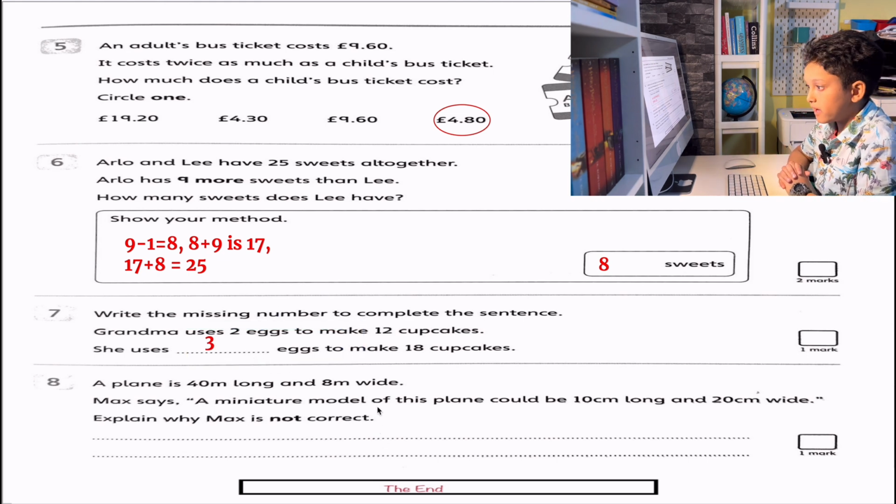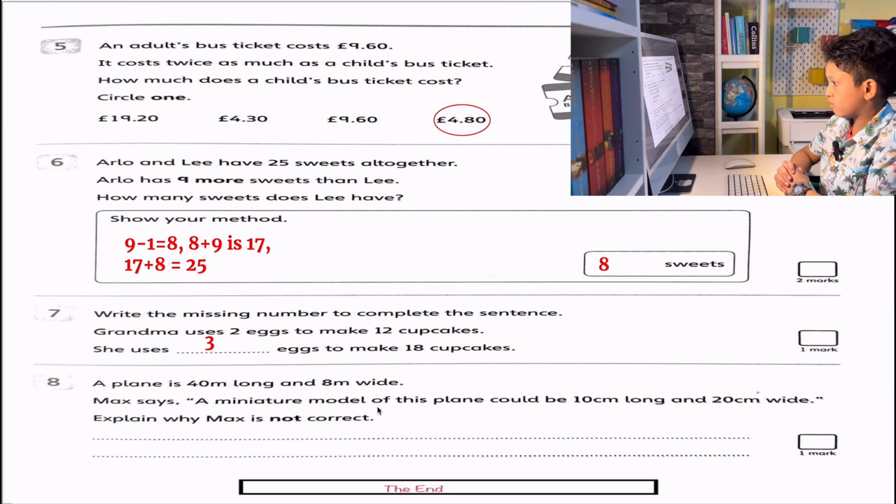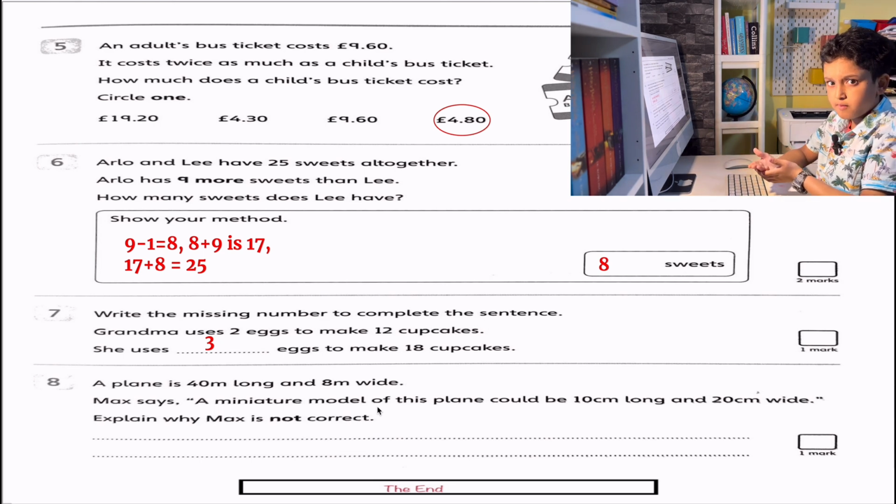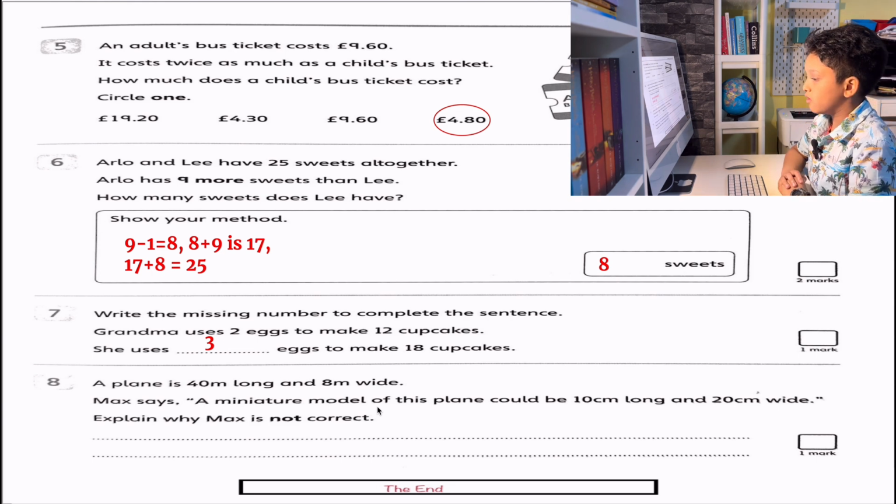Last question, number 8. A plane is 40 meters long and 8 meters wide. That's a real plane. Max says a miniature model of this plane could be 10 centimeters long and 20 centimeters wide. Well, he is definitely wrong, but they said explain why Max is not correct. Well, he's half correct. If we want to work this out, we must divide both numbers, 40 meters and 8 meters, by 4.